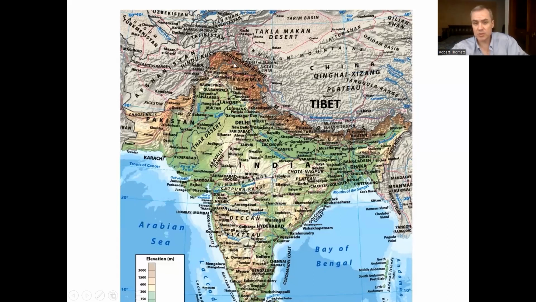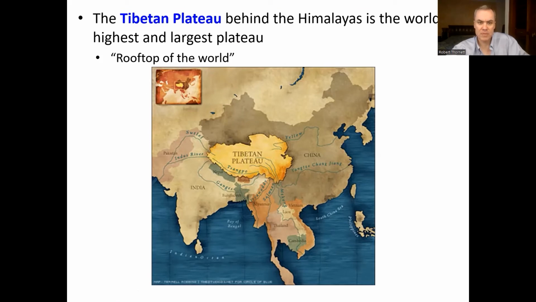And what you can see in this picture is that here's the Himalayas here, the brown at the top of India there. But as you keep going farther north, you get to China and specifically the region known as Tibet, which is the world's highest and largest plateau. Tibet is known as the rooftop of the world. Many of Asia's rivers flow down from there.